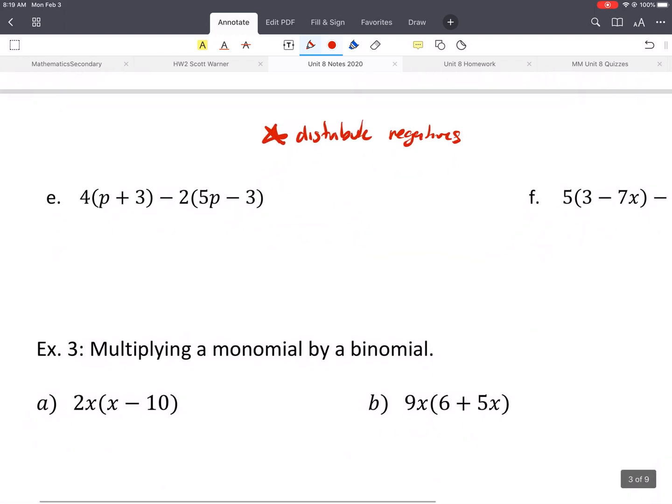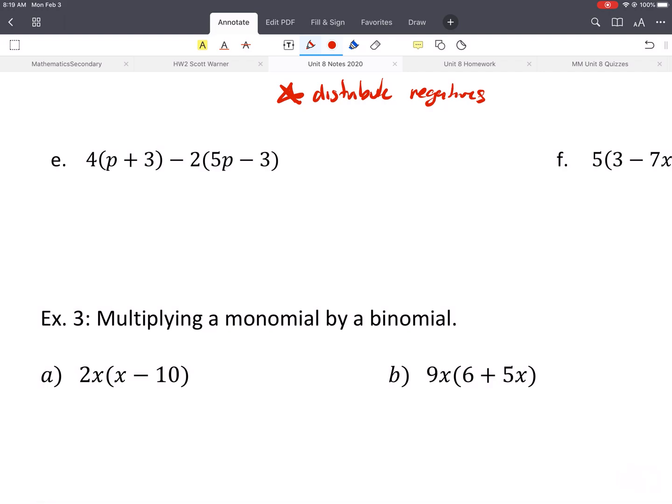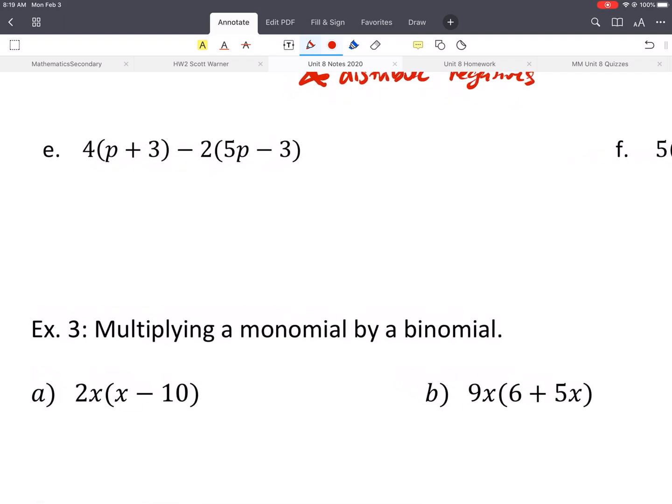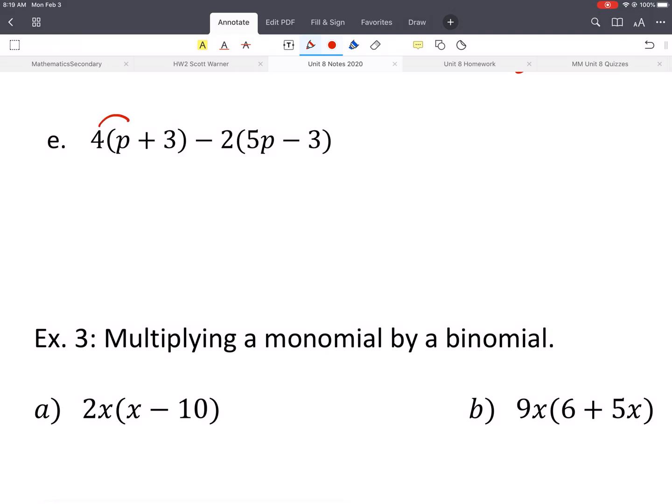All right, here's just some other examples. I don't think I went over all of these in class, but just in case you want extra examples. Okay, we'll distribute, give us 4p, distribute, that gives us 12. Here again we have a negative 2 we need to distribute, so that gives us a negative 10p, and a negative 2 times a negative 3 gives us a positive 6. So negative negative is a positive. And I think in our class last semester, a lot of the mistakes here was that people only distributed the 2. They didn't distribute the whole negative 2. Okay, so make sure you be careful with that.